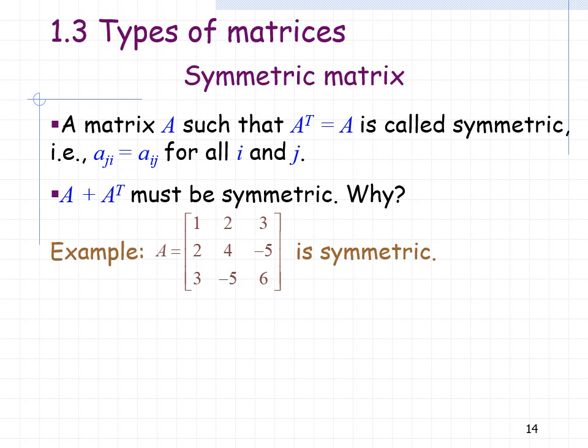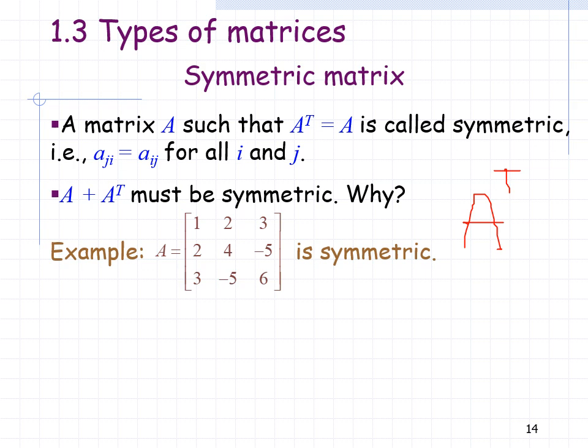The symmetric matrix. A symmetric matrix is a matrix A such that A^T, here A^T means the transpose of a matrix. A^T or A power T here is referring to the transpose. We get the transpose by interchanging rows and columns.